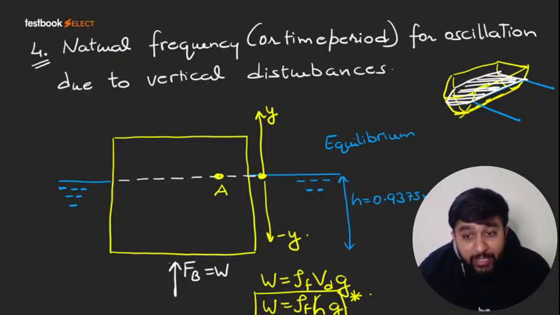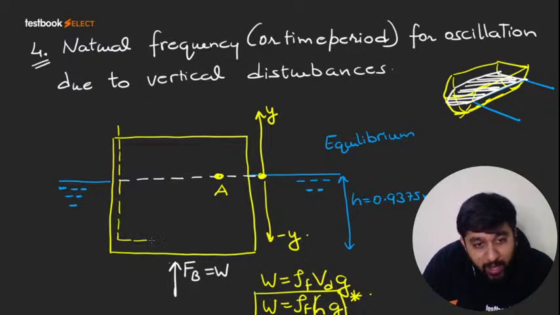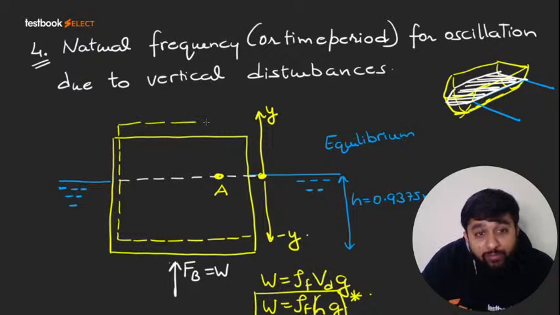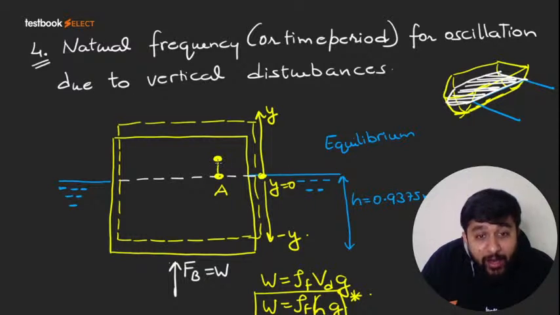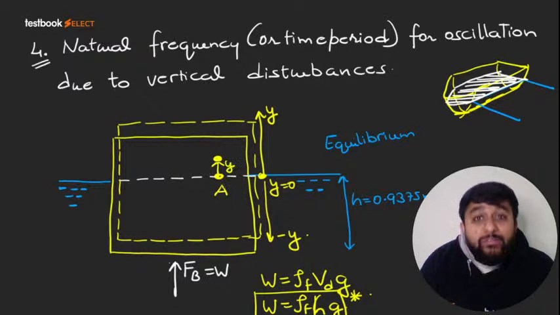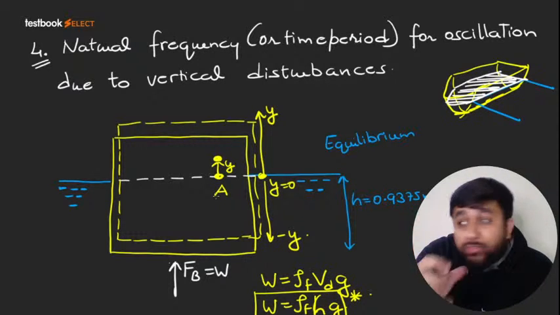So at a particular instant of time, this is the position of the object. At a particular instant of time, this is the position of the object. So basically, point A does not lie at the water plane, that is y equal to 0. Point A will be somewhere here. So the displacement of point A will be y. Please note, point A is a point on the block.